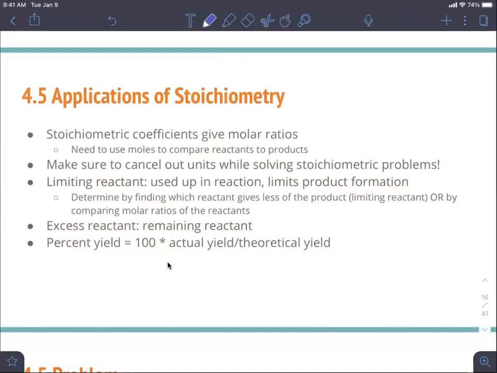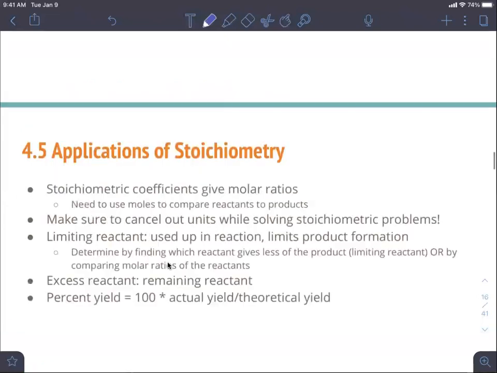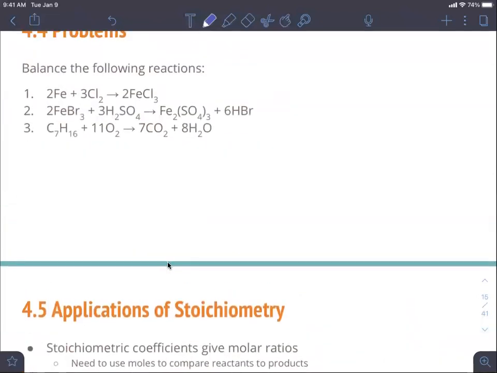Firstly, we already talked about stoichiometric coefficients, but these actually give the molar ratios. What that means is, say we go back to one of these equations here. This also means that 2 moles of iron and 3 moles of chlorine are needed for this reaction, and also that 2 moles of ferric chloride are formed. So make sure you keep the stoichiometric coefficients in mind.